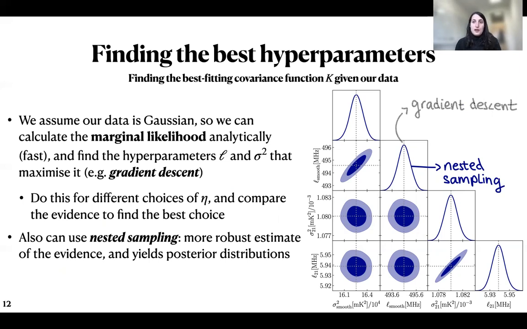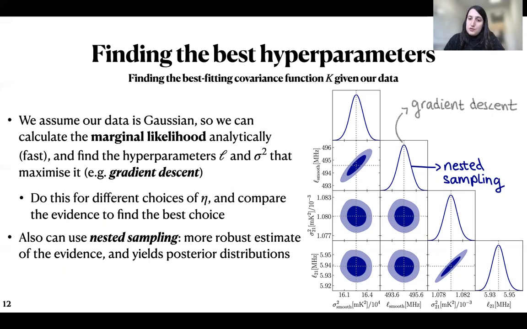You can use nested sampling instead of gradient descent, for example, which just gives us a much more robust estimate of the evidence. So we'll be able to choose the hyperparameters better. And it also yields posterior distributions for the hyperparameters.